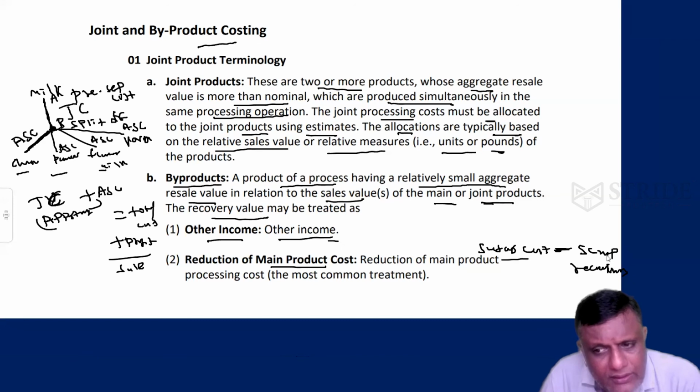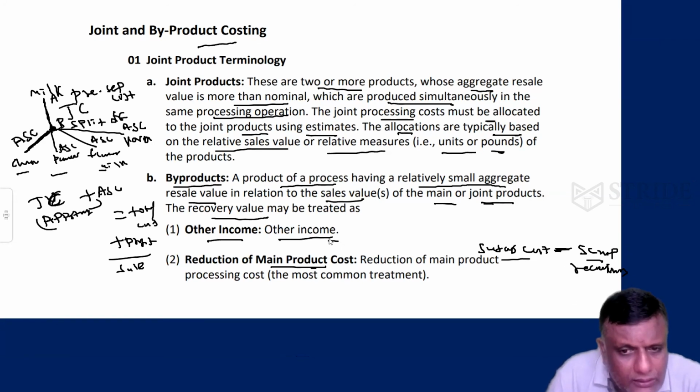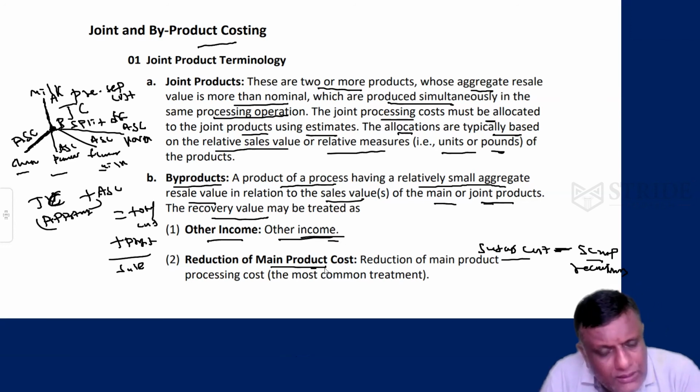Our sugar cost, scrap recovery value to be subtracted. Model 2, method 2: the scrap value will be treated as other income. Method 2, the scrap value will be reduced from the sugar cost. That's it. So sugar cost will ultimately reduce it.